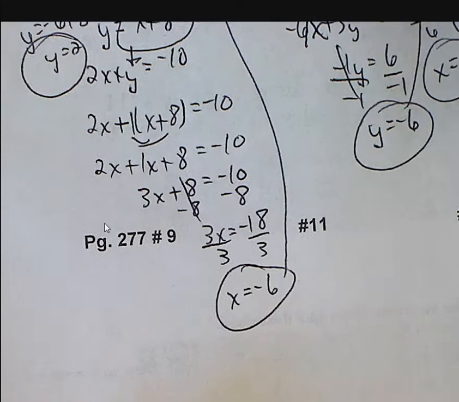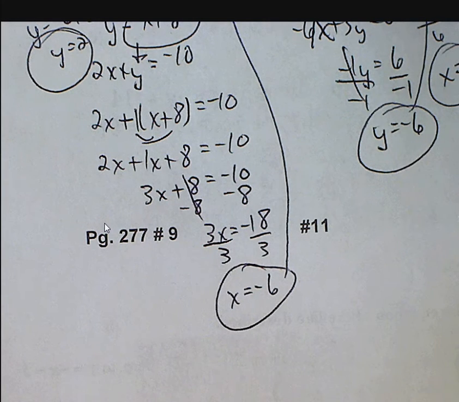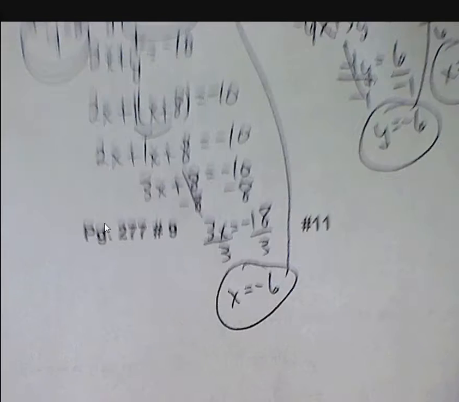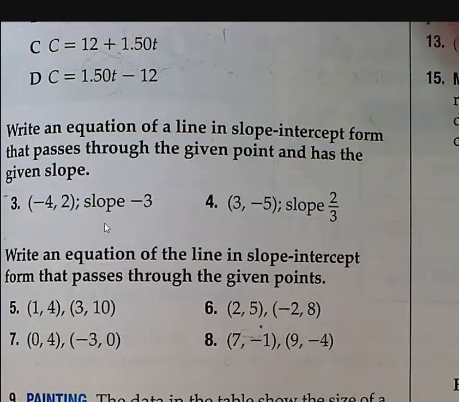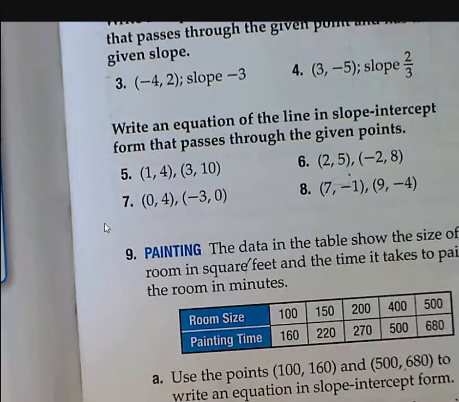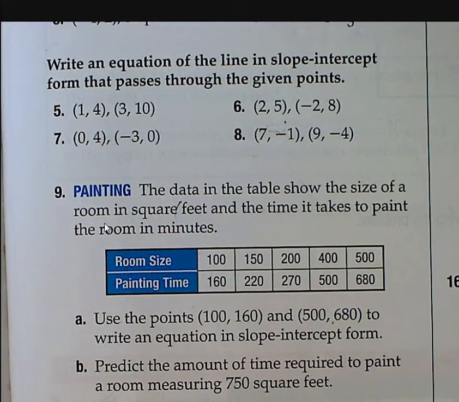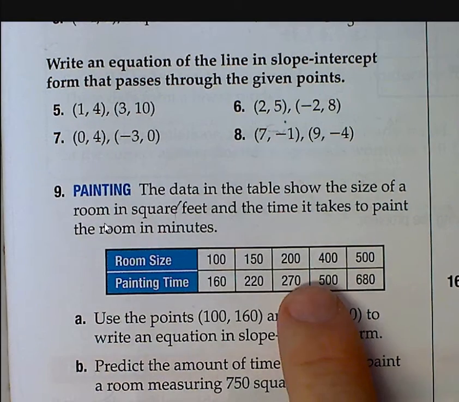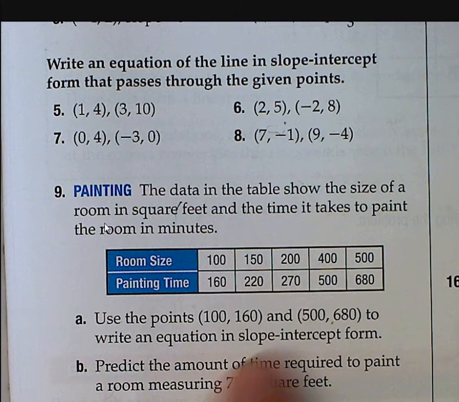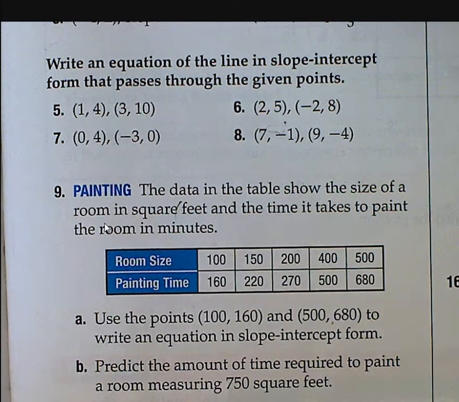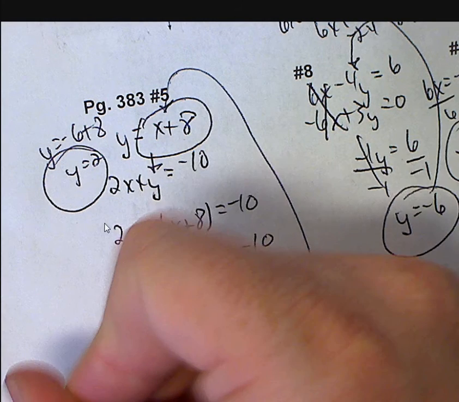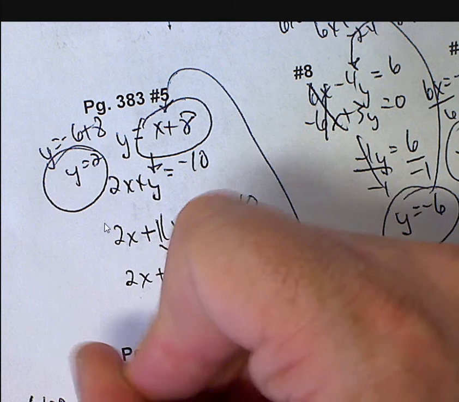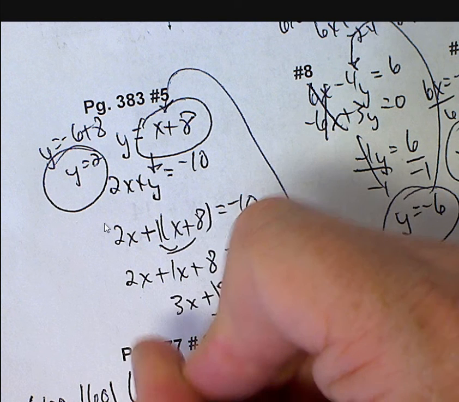Page 277, number 9. On number 9, go ahead and pause the video and read. So they give me a table, they give me 2 points, and I need to find the equation. I'm going to find the slope first, given the 2 points. The 2 points I need to use are (100, 160) and (500, 680).